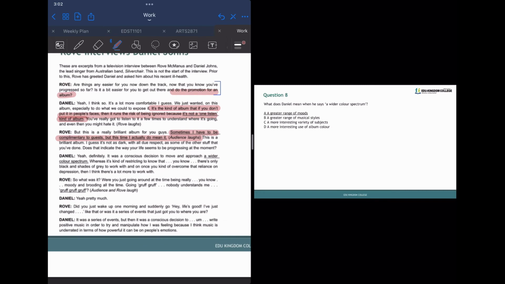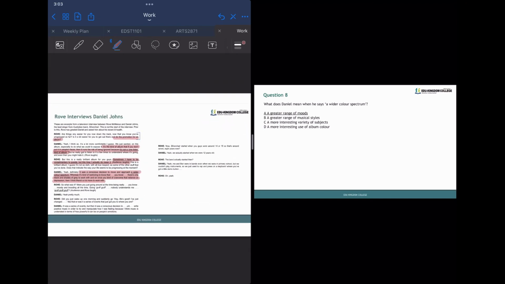So it starts from here. "Yes, it was a conscious decision to approach a wider color spectrum, whereas it's restricting to know that there's only black and gray shades to work with, and once you overcome that reliance on depression, then I think there's a lot to work with." So in this piece of dialogue, Daniel is basically saying that there's a strong focus on depression and dark themes in their album. So there's not much color, not much liveliness in the album itself.